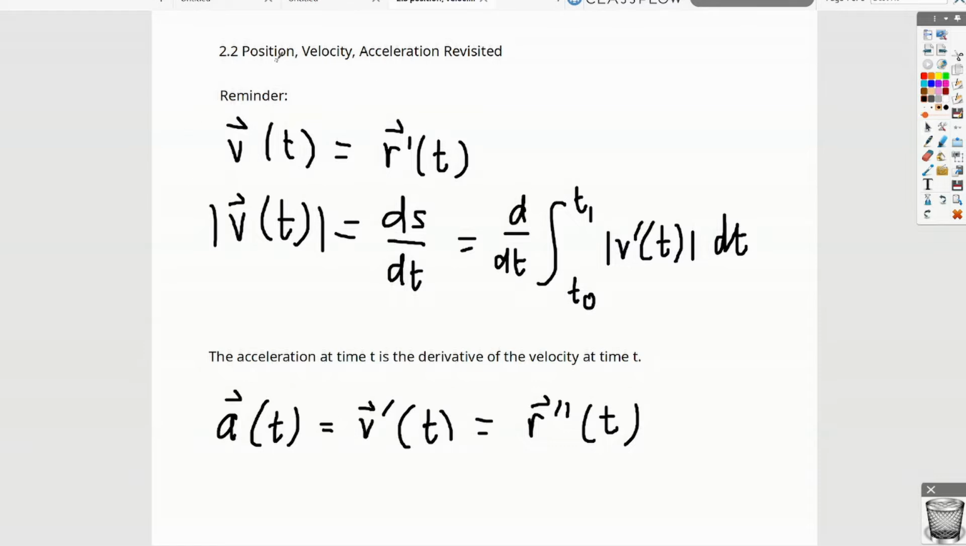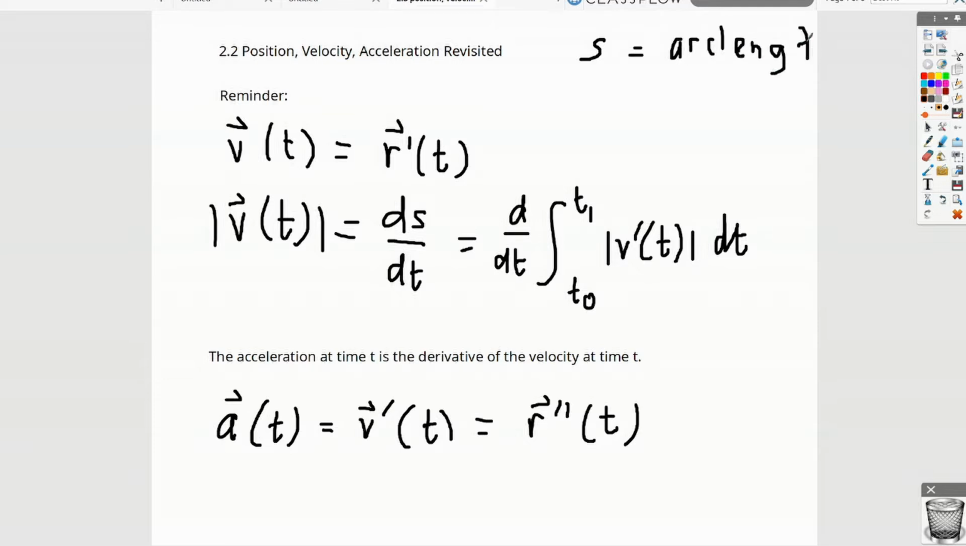So this first part is definitely a reminder. The velocity at time t is equal to the derivative of the vector function, the position function at time t. That's obvious. However, this isn't really obvious, unless you've already learned the stuff from 2.3, previously. The absolute value of v of t is equal to the derivative of s, where s is the arc length. So what's the arc length?